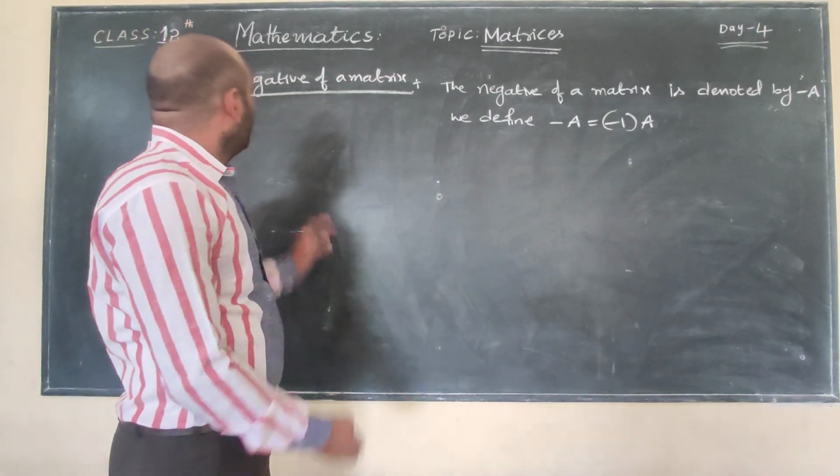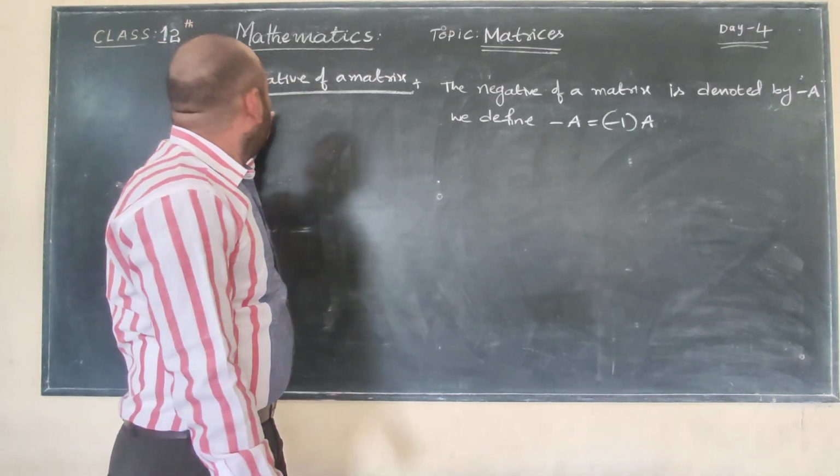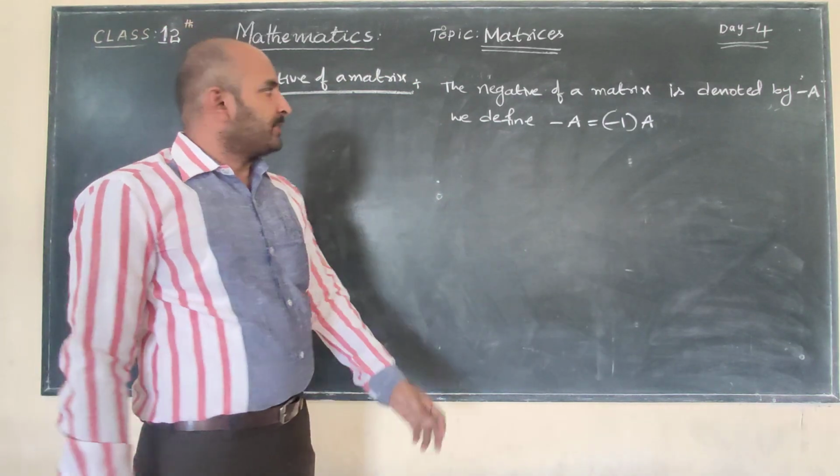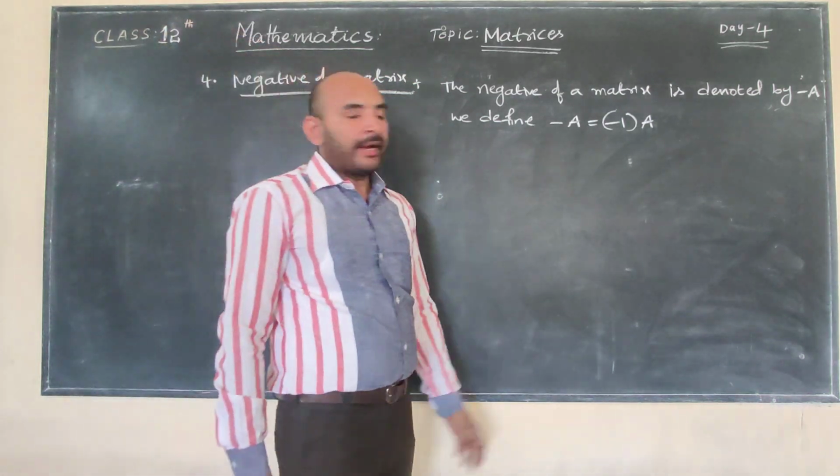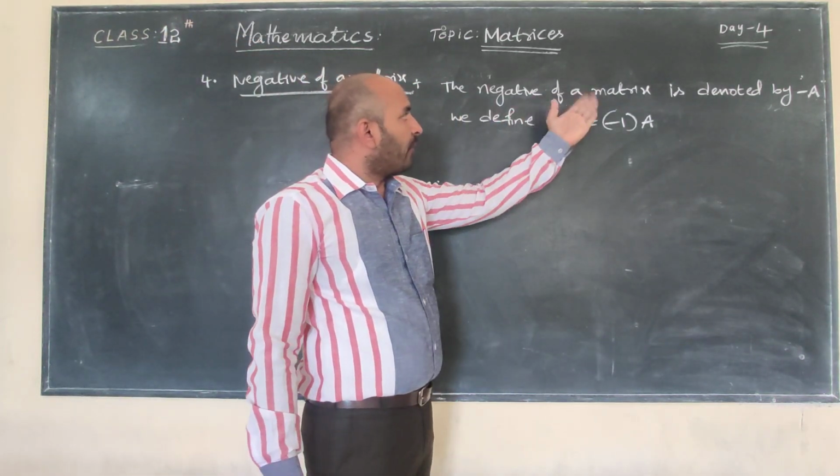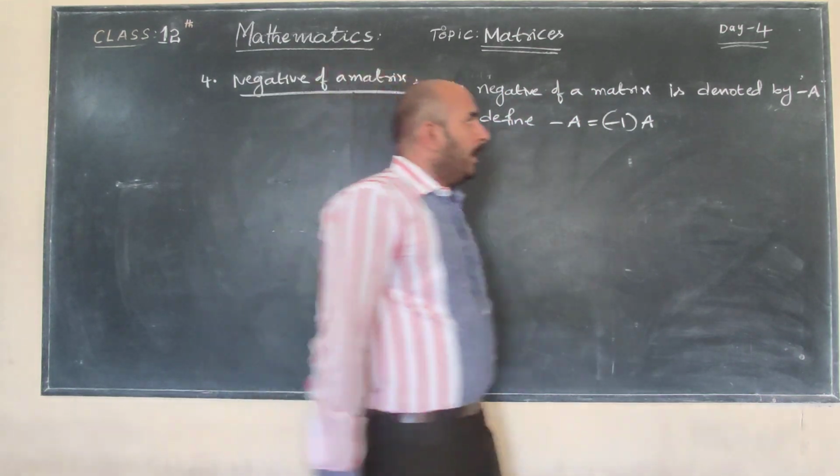Next, coming to the fourth operation, negative of a matrix. Definition of a negative matrix: the negative of a matrix is denoted by minus A.